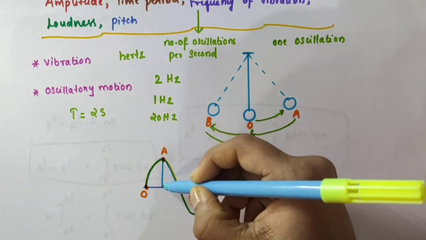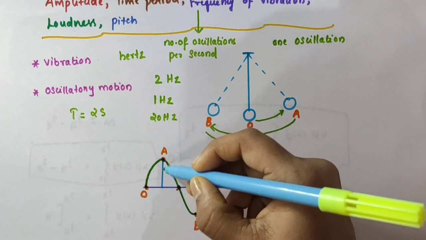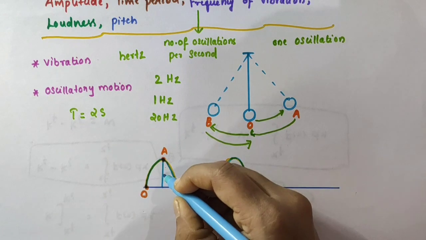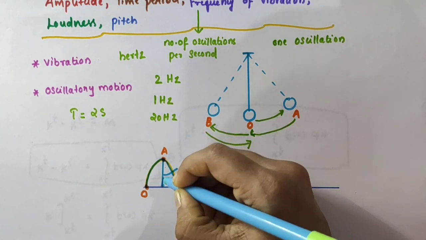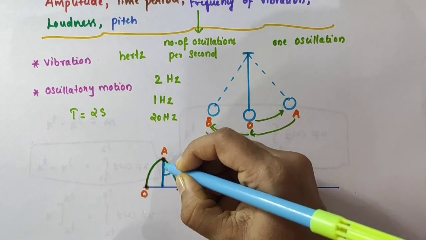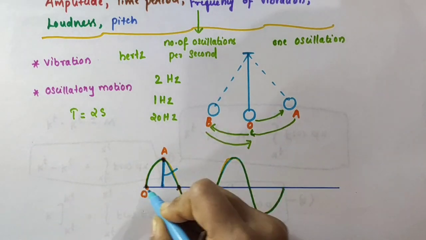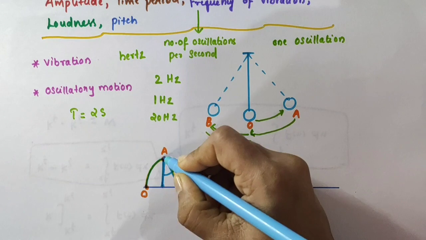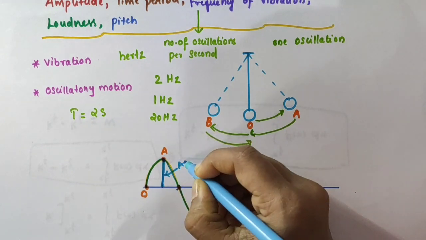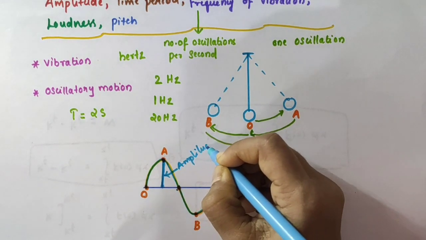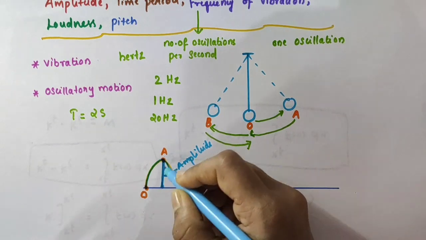Now, this maximum displacement, that is from here to here, this maximum distance or maximum displacement from the mean position, is called the amplitude.